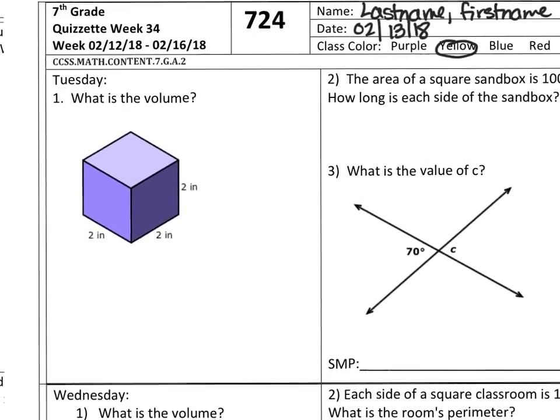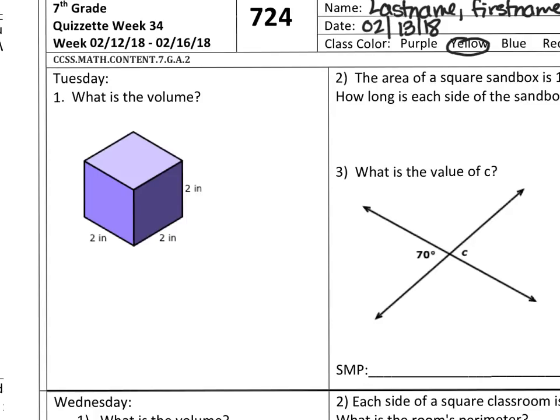On number 1 for each day, you're going to be asked for the volume. On Tuesday, you're asked for the volume of a cube. Here's the formula for the volume of a cube: V equals a cubed. What that means is the volume is all of the side lengths, or the edges, multiplied together. So this would be considered your edge.